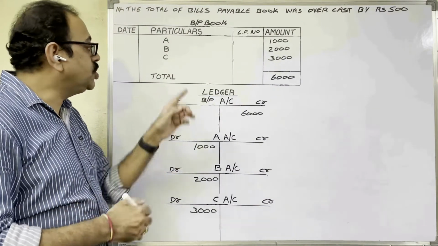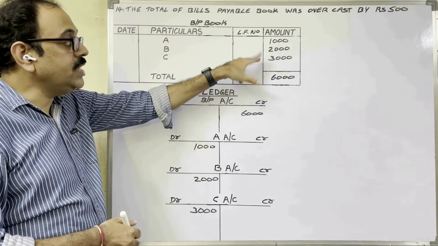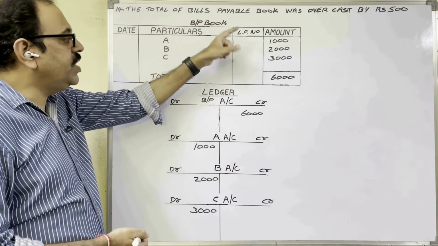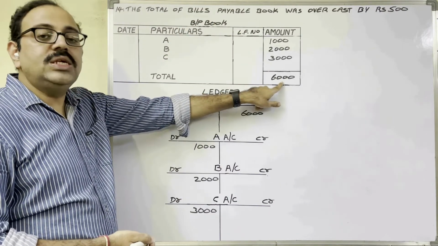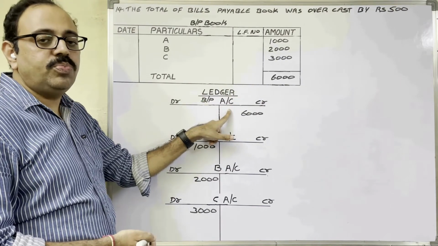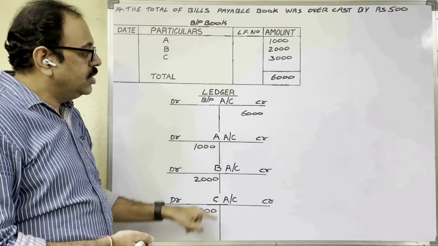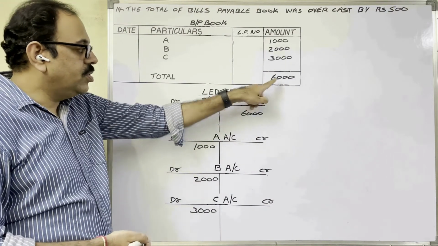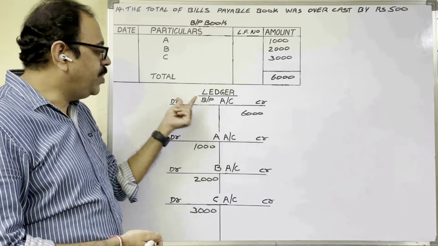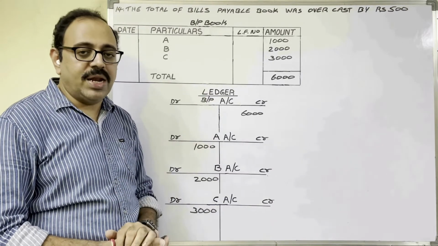We gave acceptance to these 3 members. So to us, these 3 bills are known as bills payable, a liability. So in bills payable book, we entered them, total 6,000 rupees. In ledger, in bills payable account we should post, and in drawers accounts we should post. In bills payable account, the total we post on the credit side, because bills payable is a liability. Liability shows a credit balance.